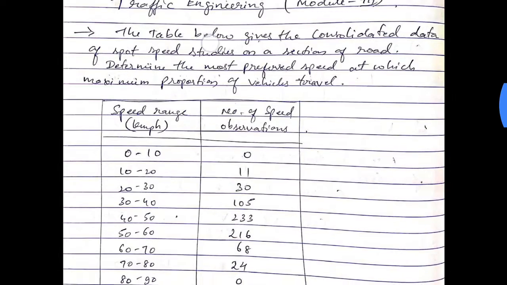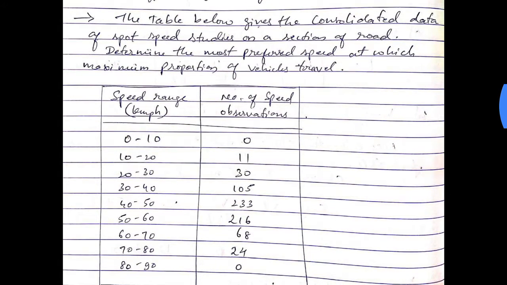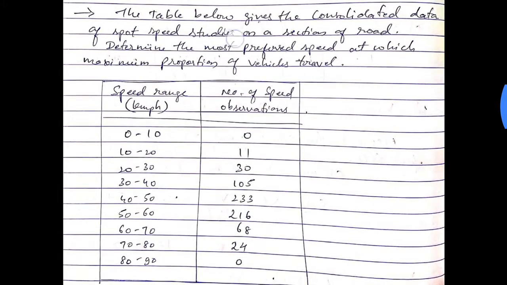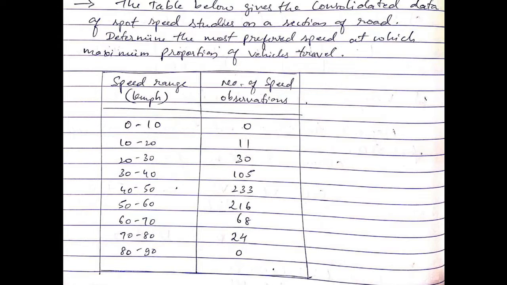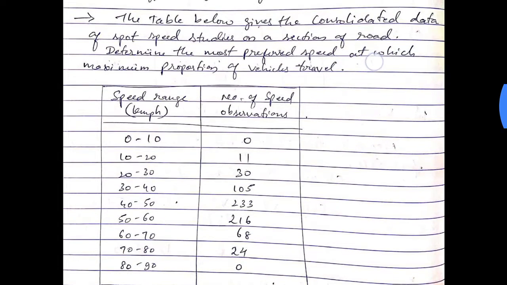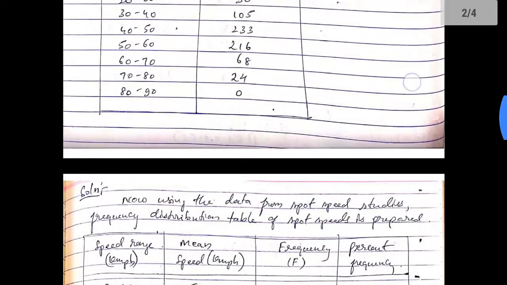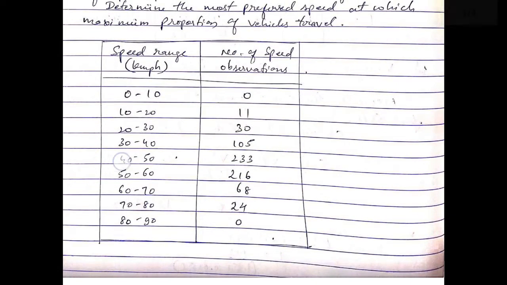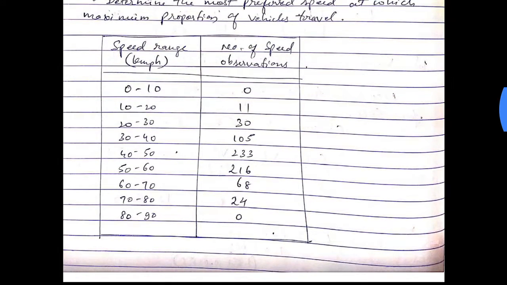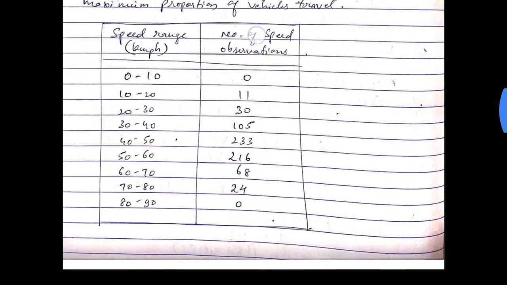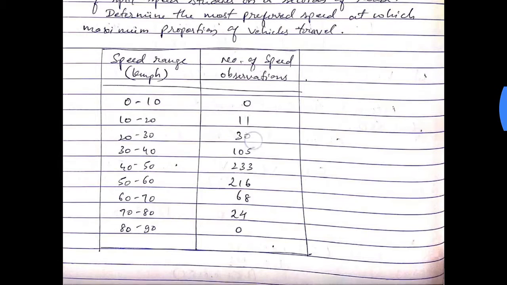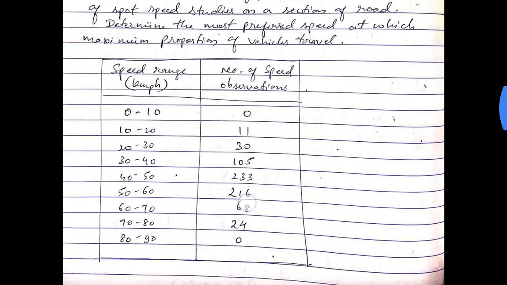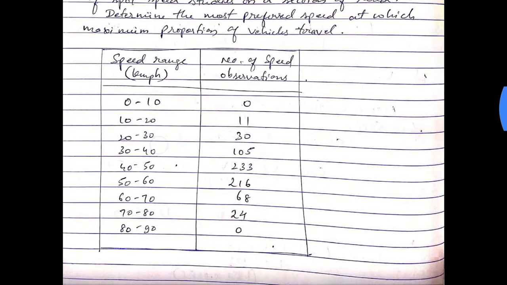The table below gives the consolidated data of spot speed studies on a section of road. Determine the most preferred speed at which maximum proportion of vehicles travel. So there is data given here. There is a table in which we have the speed range in column 1 and number of speed observations in column 2. So this is nothing but the frequency of vehicles which are moving at these speed ranges.